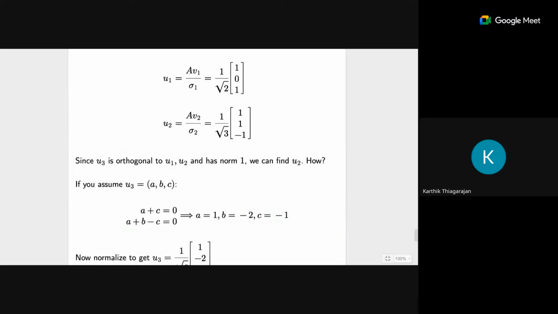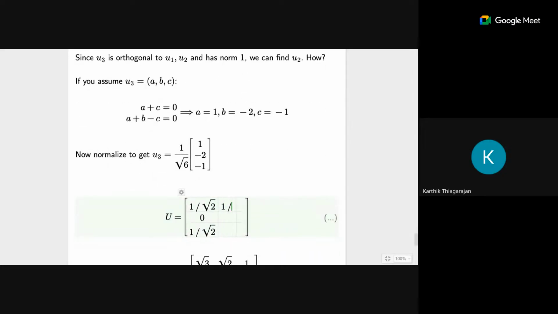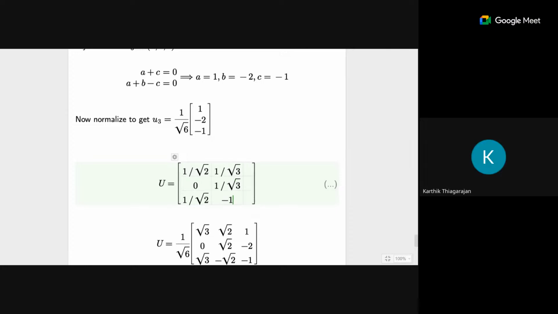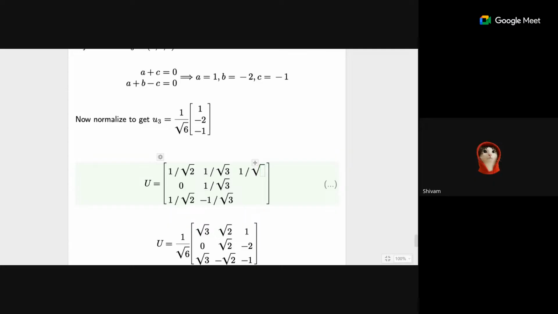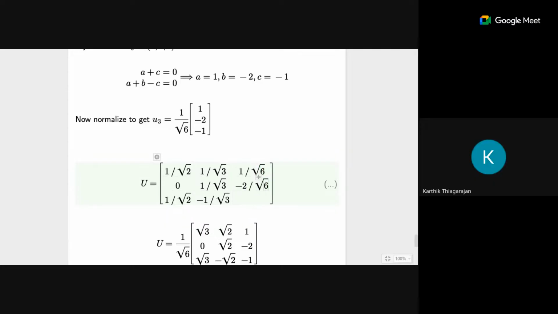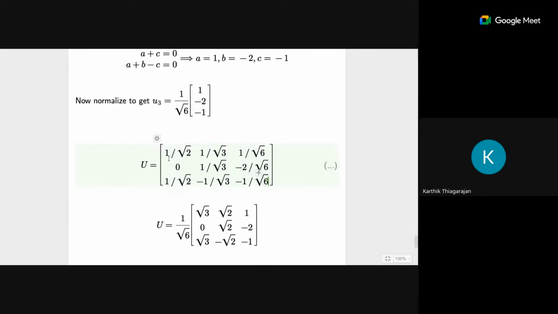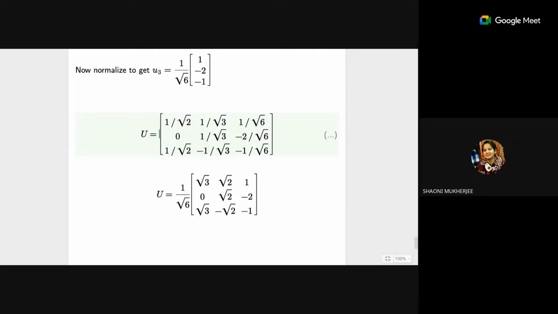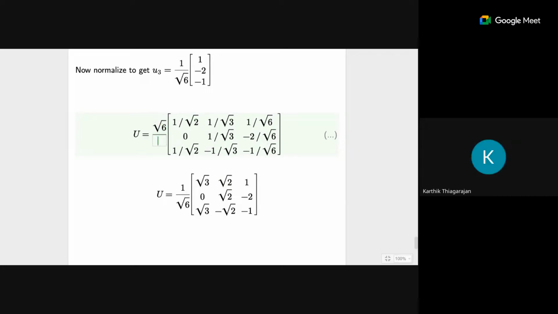And this was what? 1 by root 3. And then 1 by root 3. And then minus 1 by root 3. And this was 1 by root 6, minus 2 by root 6, 1 by root 6, right? So what we are doing is we are multiplying 1 by root 6 outside of the matrix, like common. So this is like root 6 by root 6 we are doing, and the 1 by root 6 stays out, the other root 6 goes inside. Therefore, you get. Okay, got it.